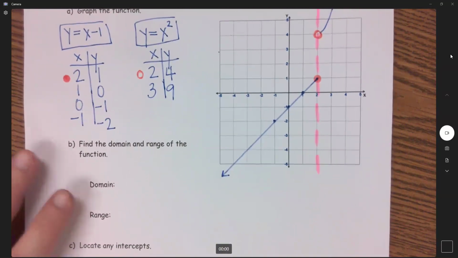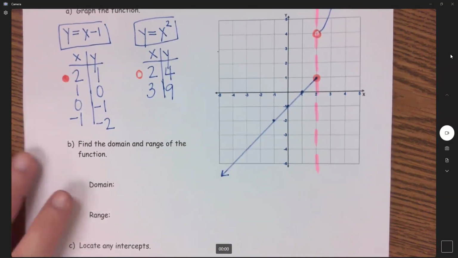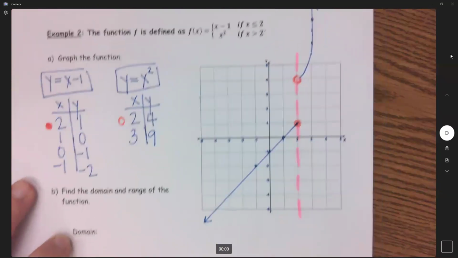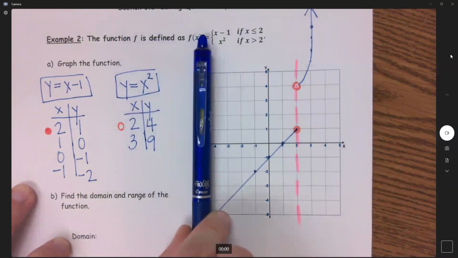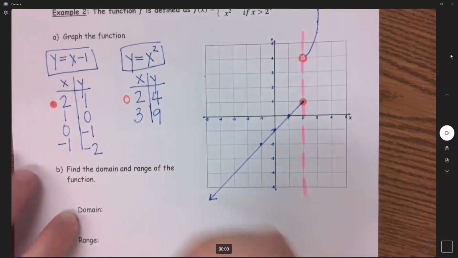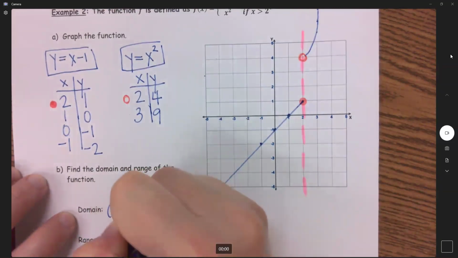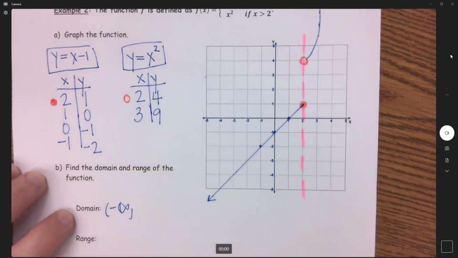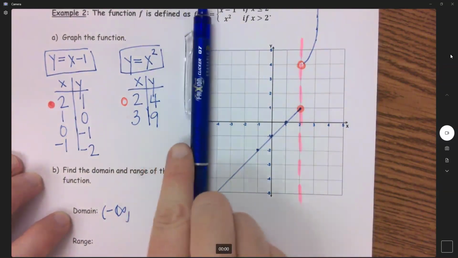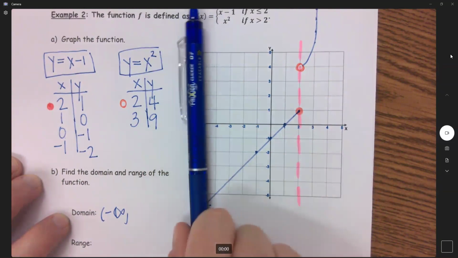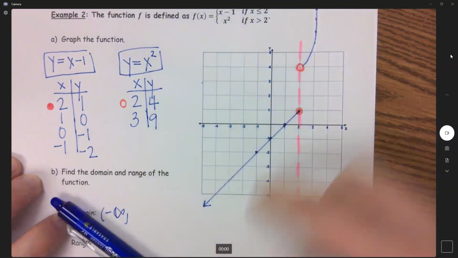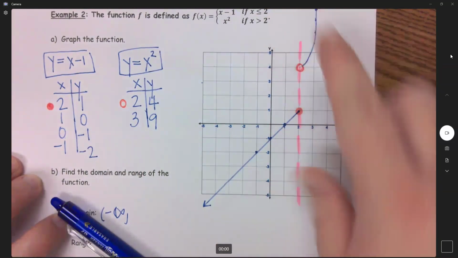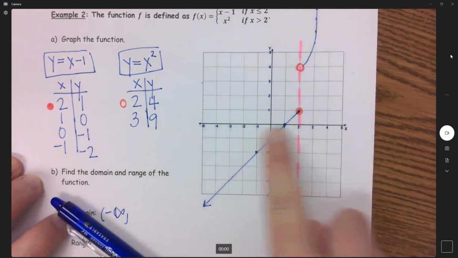Now we need to state the domain and the range of this graph. Domain. As I go from the left to the right, the first thing I touch is this arrow. So we're going negative infinity to. Now, as I keep going, I don't have a break on this domain. I don't have a break, even though there is a break along my y's. There is not a break along these x values, right?